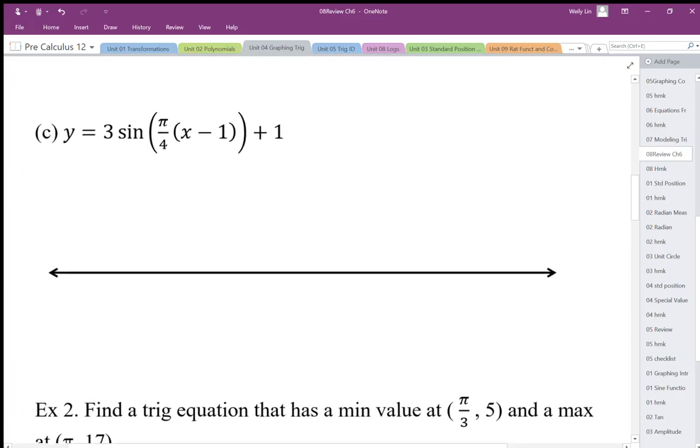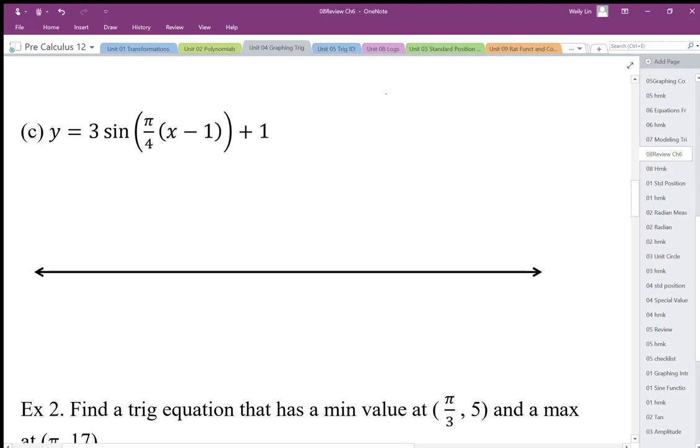So this is already factored, but notice that the pi is in the b value, so what ends up happening is that we get the pi out of our scaling. So again, I want my amplitude, my vertical shift, my horizontal shift, and my period is going to be 2 pi divided by 4. So my period ends up being 8.